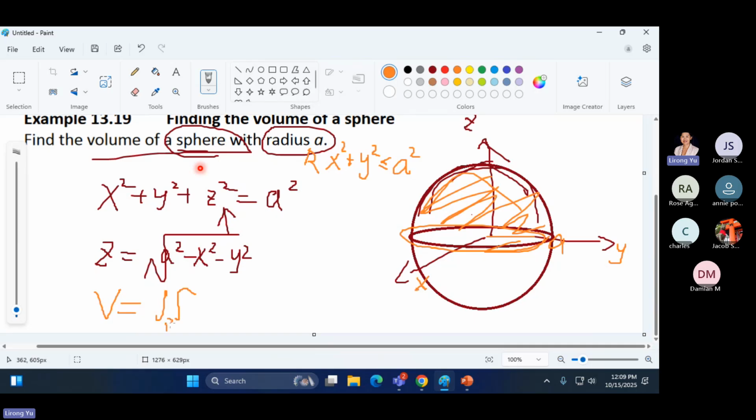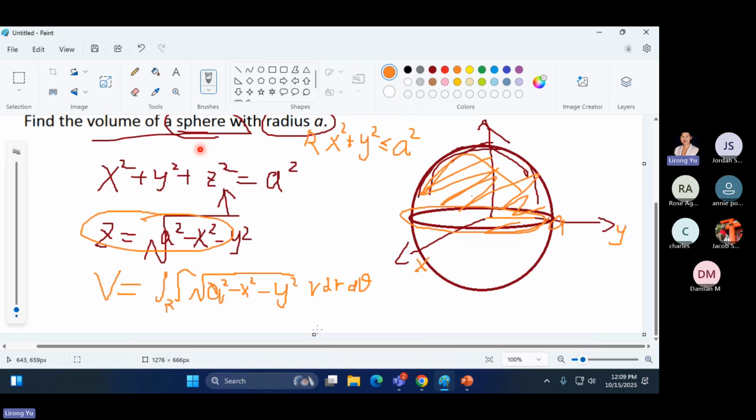So on that integration region, when I integrate this, this is our surface formula, which has a positive z: the square root of a squared minus x squared minus y squared. And then remember we want to do polar coordinates, so we would do r dr d theta. When we do that, we will need to know the integration limit for theta.